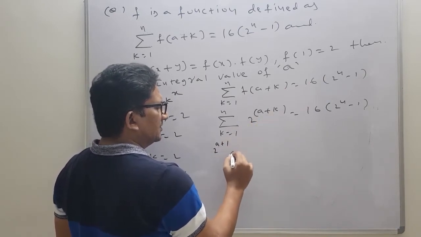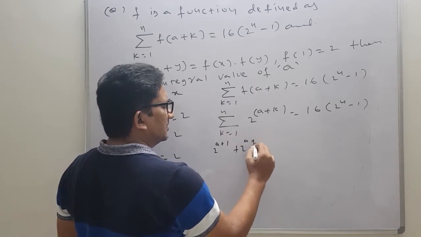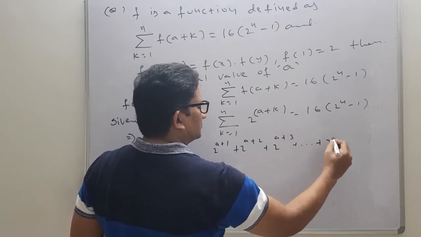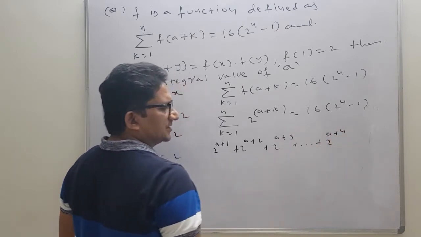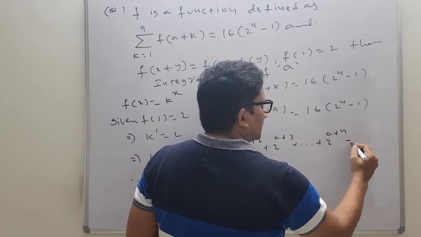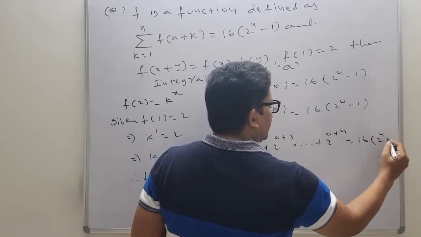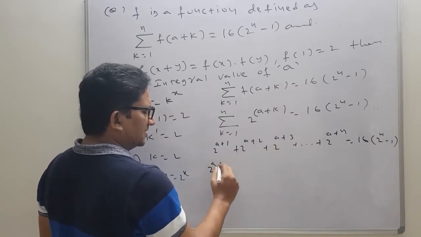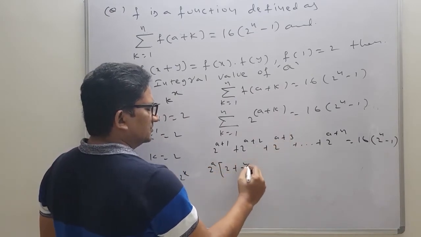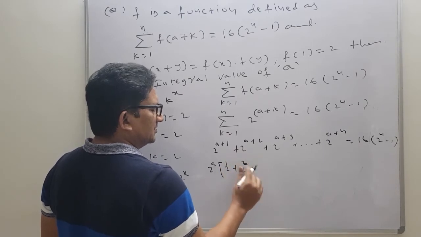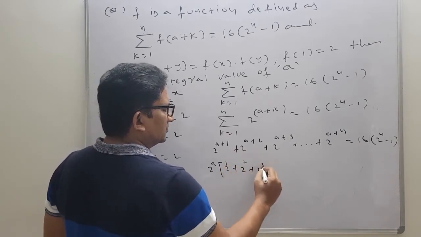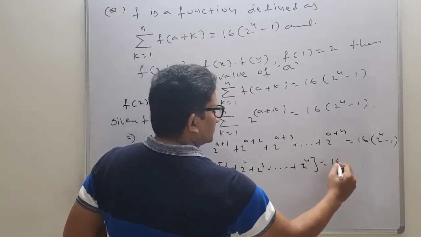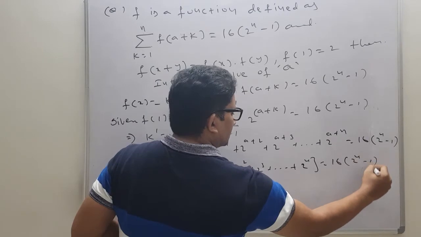2 to the power of a plus 1 plus 2 to the power of a plus 2 plus 2 to the power of a plus 3 and so on to 2 to the power of a plus n is equal to 16 times 2 to the power of n minus 1. And here clearly 2 to the power of a we can take out, then we will get 2 plus 2 square, 2 means 2 power 1, so 2 square, 2 cube and so on up to 2 to the power of n is equal to 16 into 2 to the power of n minus 1.